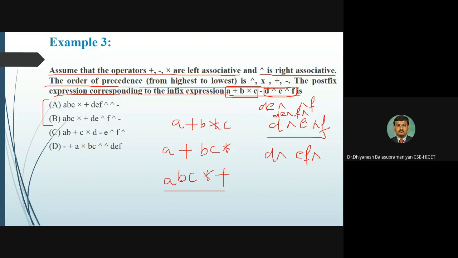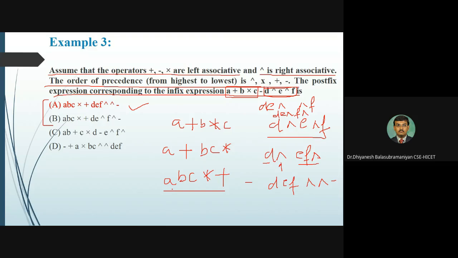So you'll have a different answer. They have given right associative, so you need to solve the right side first. E power F. Then this is operand, this is operand, this is operator. So D E F power. And finally minus. The minus will come at the end. So this is the answer. This is how we need to solve.